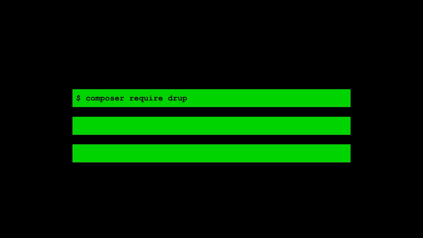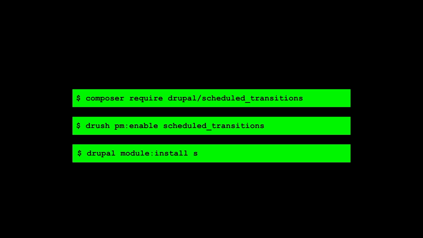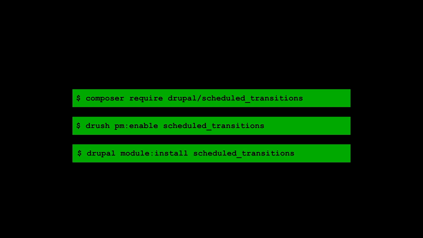Installation is straightforward. Simply download and install the module using your favorite method. Enabling the module automatically enables content moderation, workflows, and dynamic entity reference if they're not already enabled. Configuration is quick and easy.